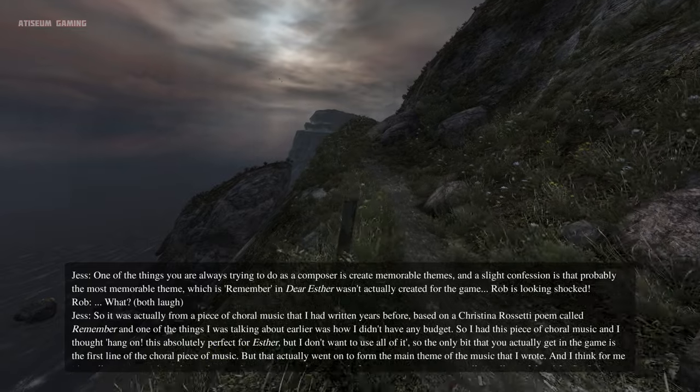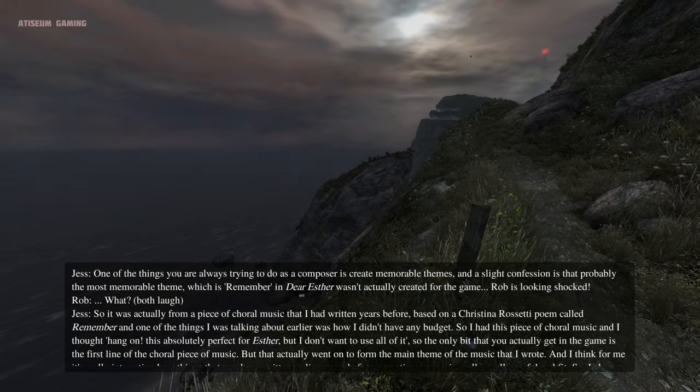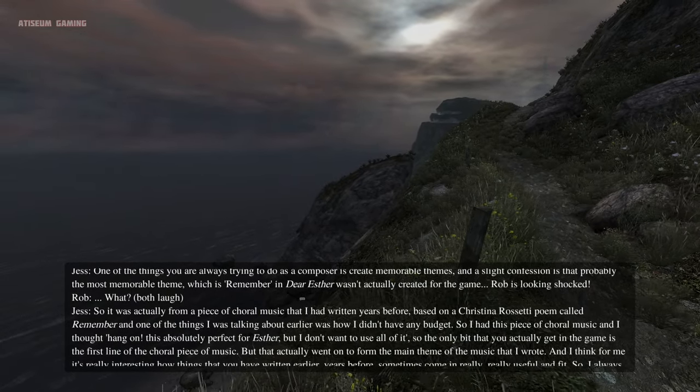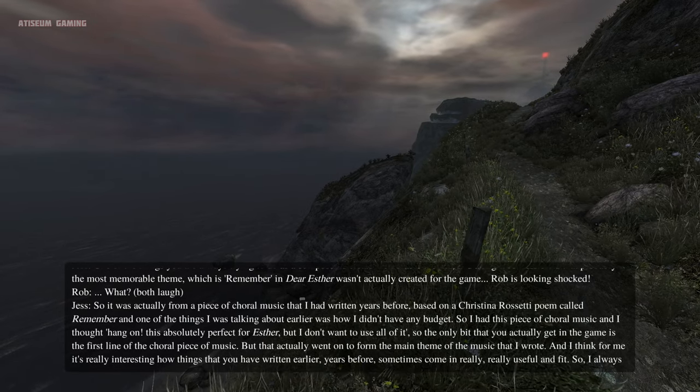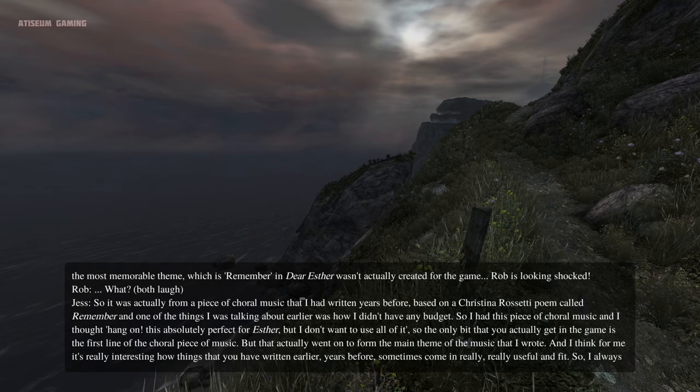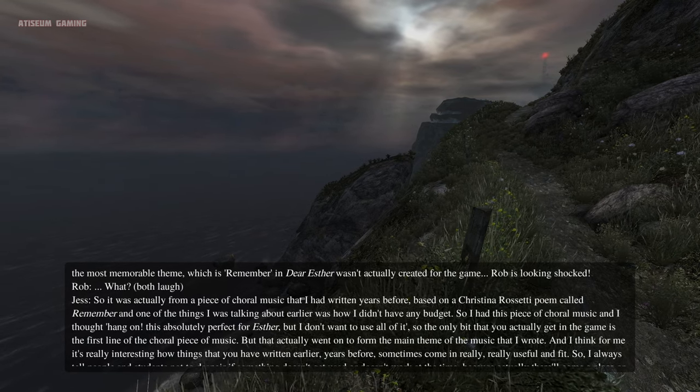One of the things you're always trying to do as a composer is create memorable themes. And a slight confession is that probably the most memorable theme, which is Remember in Dear Esther, wasn't actually created for the game.